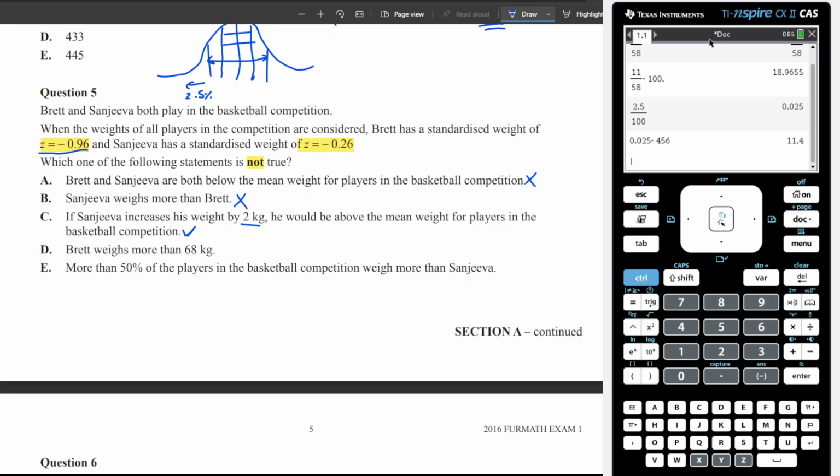Let's just double check our last two. Brett weighs more than 68. Well, 68 was the mean. He's clearly less. And last of all, more than 50% of the players in the basketball competition weigh more than Sanjeeva. Well, that's also true, so we don't want that. So our answer would be C.